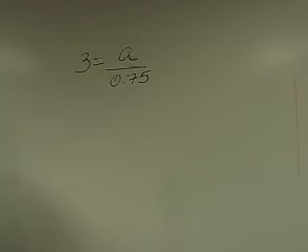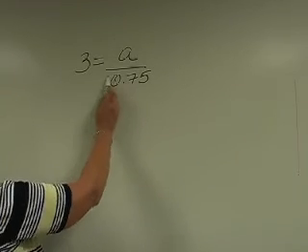This is Basic Optical Concepts, Unit 1, Math Problems. Here we have another equation to solve for A. We have 3 equals A divided by 0.75. Again, we have something interacting with A that's in the denominator. So the first thing is to clear on that side of the equation whatever's in the denominator.